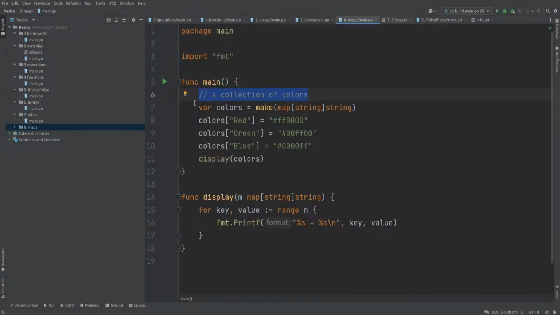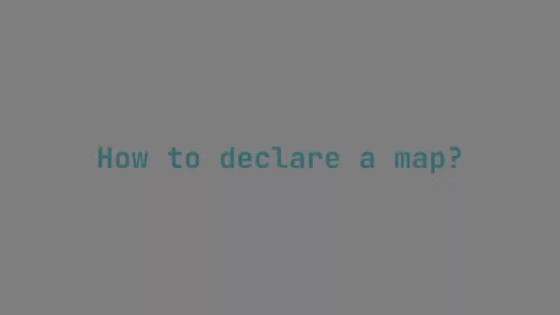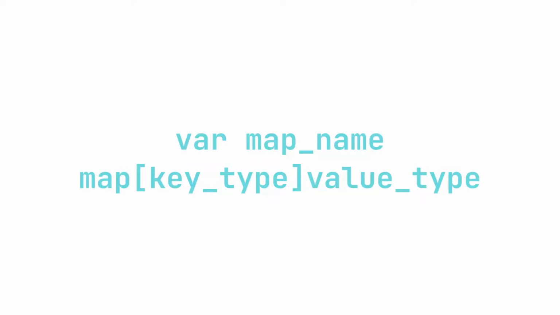Say we need a collection of colors with structure named to RGB. To do this we need a map where the keys will be names and the values will be RGBs. How to declare a map? To do this we write var, map name, map, key type, value type.